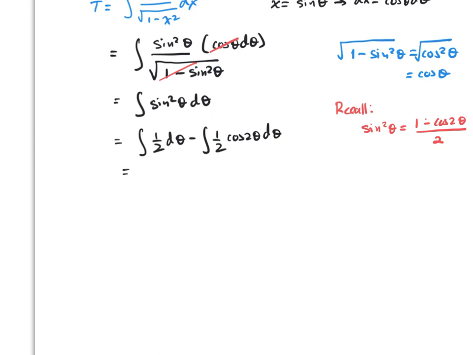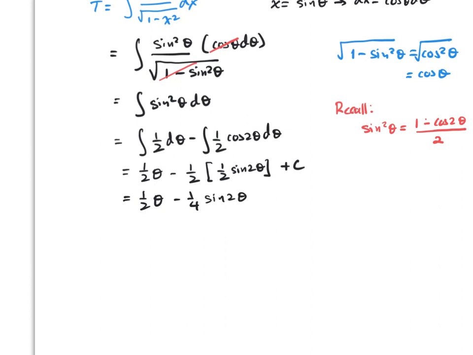Now, the integral of the first one is just 1/2 theta. You can take the 1/2 out. And the integral of cosine 2 theta is 1/2 sine 2 theta. So we'll add a constant, which you can put at the end. Therefore, this is 1/2 theta minus 1/4 sine 2 theta.